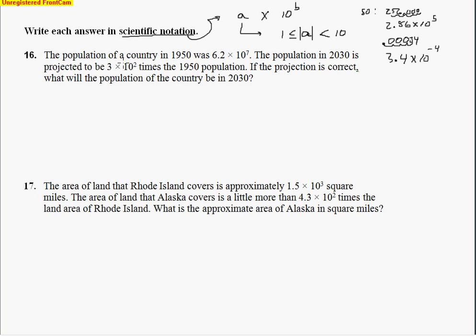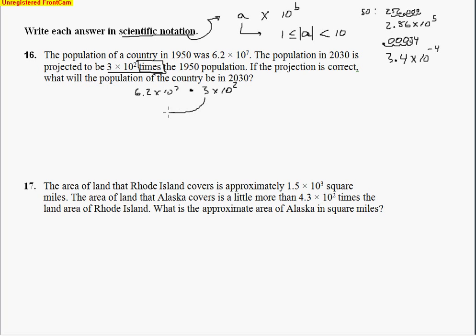So it says the population of a country in 1950 was 6.2 times 10 to the 7th power. And the population in 2030 is projected to be this many times the population of 1950. And then if the projection is correct, what will the population be? So we're multiplying because it says times. And so we're going to multiply this by 3 times 10 to the 2nd power. So it's the same as the other problems that we simplified. The difference is that we don't have the variables to deal with.